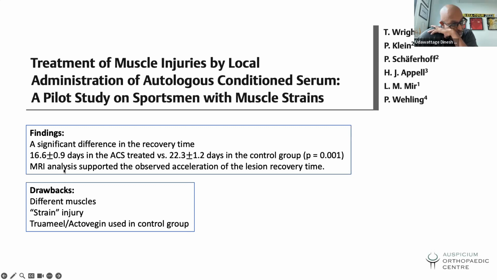They also did MRIs, but actually in their control group, they still used something, Traumeel or Actovegin, and I don't know if any of you have experience in using this. This was something that was very popular in the UK some time ago, and I would describe it as a supplement. It's something that you inject to try and help with the injury, but it's not an absolute control. So there is a little doubt in my mind as to how strong the evidence is with this.